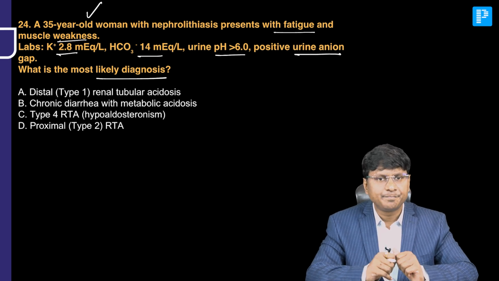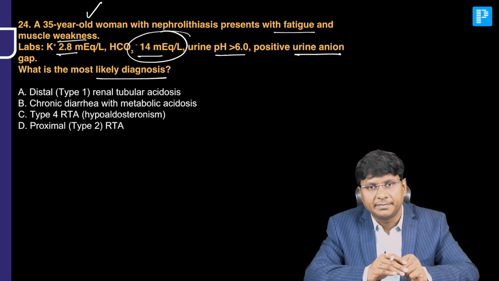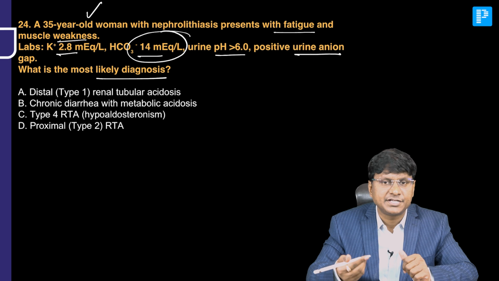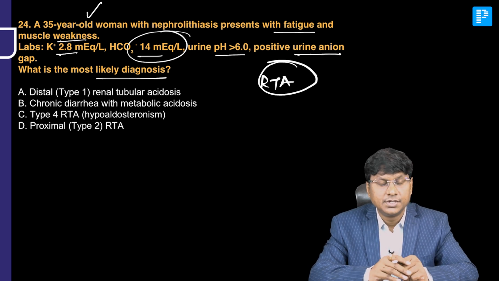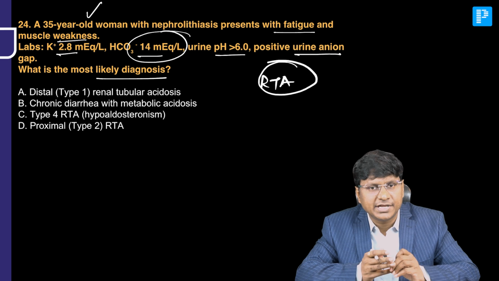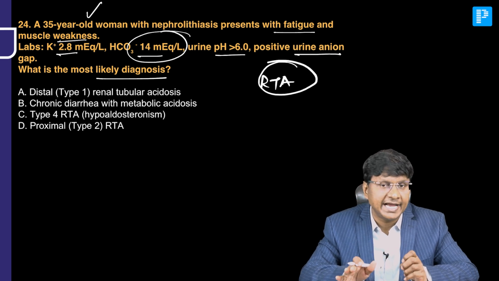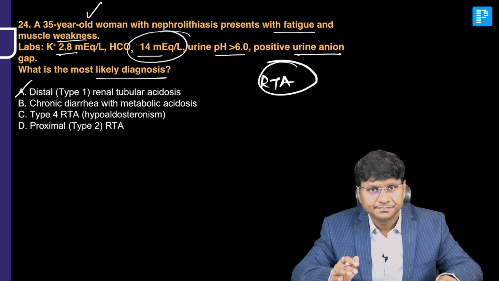So, this individual is having bicarbonate of 14, which is suggestive of the metabolic acidosis, right? And urine anion gap being positive and urine pH more than 6, this is suggestive of renal tubular acidosis. And in which type of renal tubular acidosis will you have nephrolithiasis along with hypokalemia? That is observed in case of type 1 renal tubular acidosis, right?